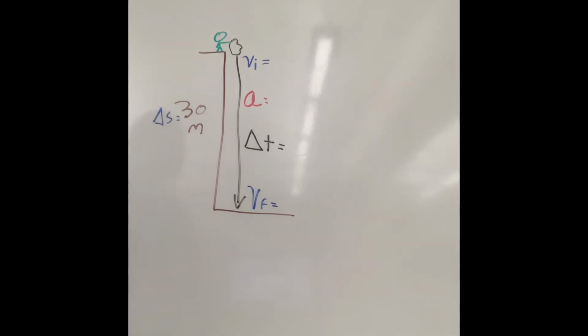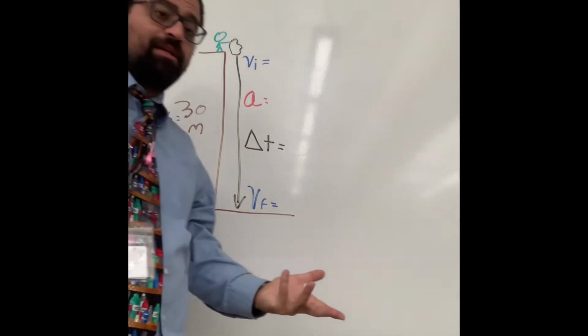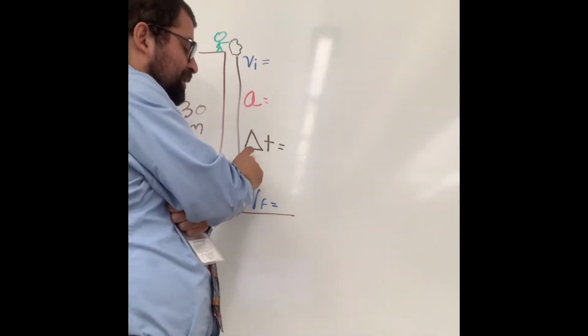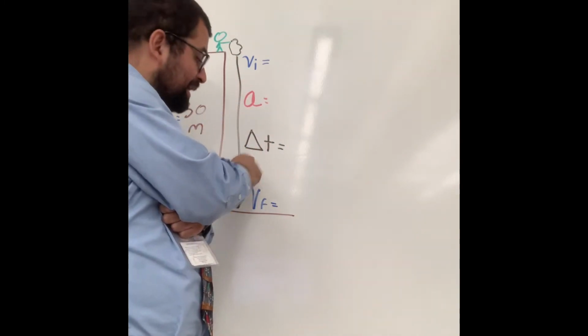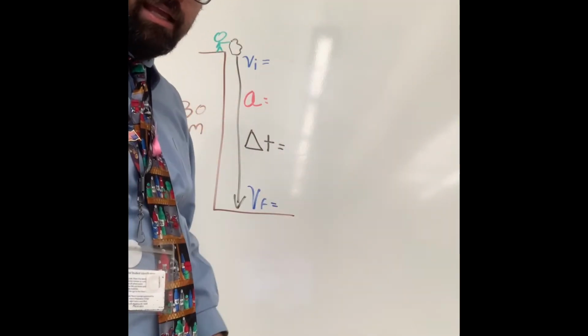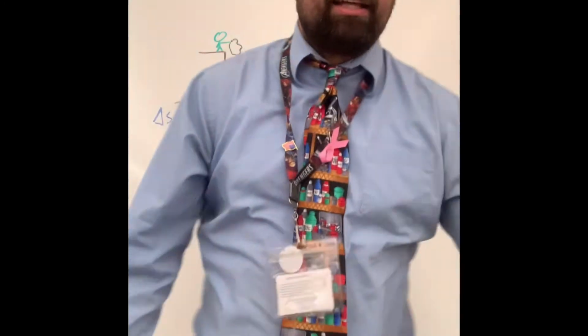So my question to you, or a question that you might be posed in something like this, would be, what was your initial velocity? What was your acceleration? How long is that garbage bag in the air for? And what is the final velocity when the garbage bag hits the ground, what we would call impact velocity?